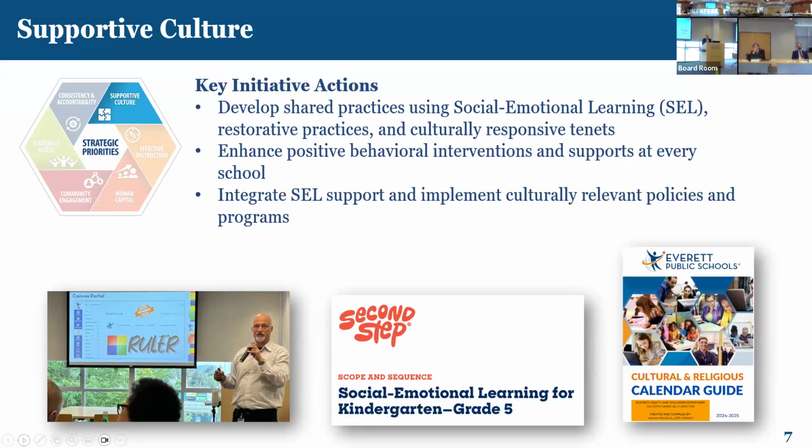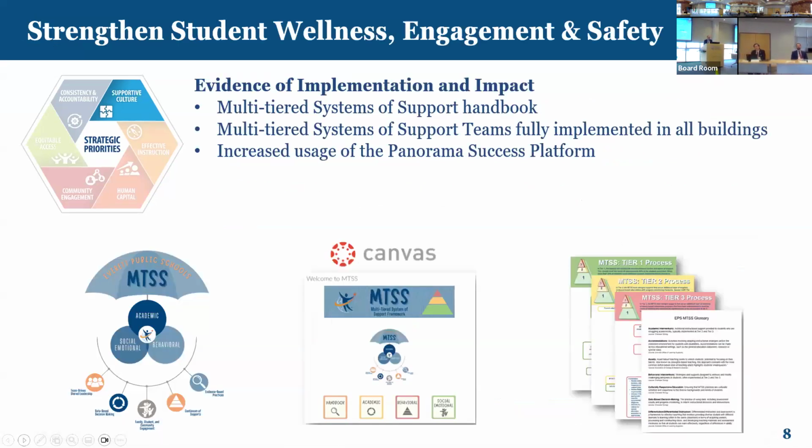So some highlights: Ruler, our ongoing investment in Ruler, helping students to learn their feelings, moving them towards self-regulation. We also implemented Second Step in the elementary schools, which is a prescribed curriculum of lessons and units for students to go deeper in that development. And the calendar guide artifact here shows that culture is a symbol or an example of the culturally responsive lens that we apply.